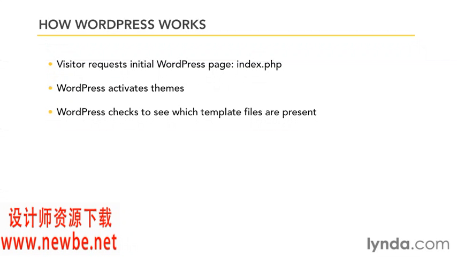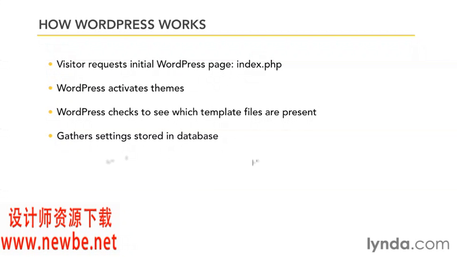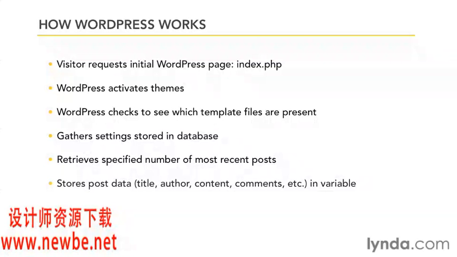Next, it gathers the settings that are stored in the database. This includes all the default settings and any ones that have been customized, like the title of the site, for example. Then it retrieves a specified number of most recent posts. You can set how many posts you want shown through the dashboard's general settings. Certain information, like post data, is stored in a variable, and this includes data about the post, like the title, author, date of post, and comments, otherwise known as metadata, as well as the content of the post itself.